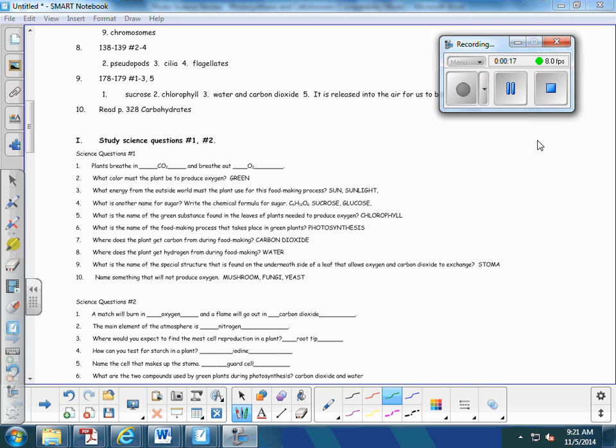One of the things you really need to review is your science questions, number 1 and number 2. I even put them on there for you with the answers to make it easy.